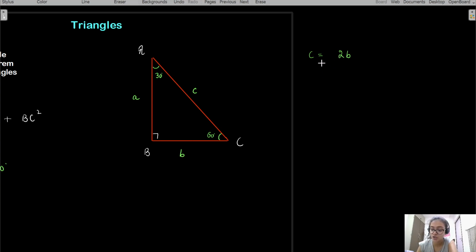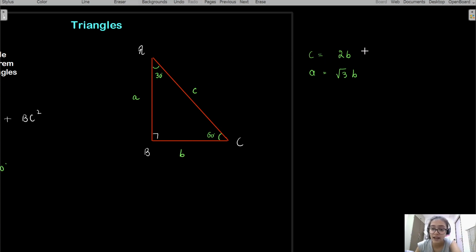And the longer leg is root 3 times as long as the shorter leg. The longer leg is going to be opposite to the 60 degrees angle, so A is going to be root 3 times as long as the shorter leg. This can come really handy while you're trying to solve problems of special triangles, and SAT loves to give questions on special triangles 30, 60, 90 and 45, 45, 90.